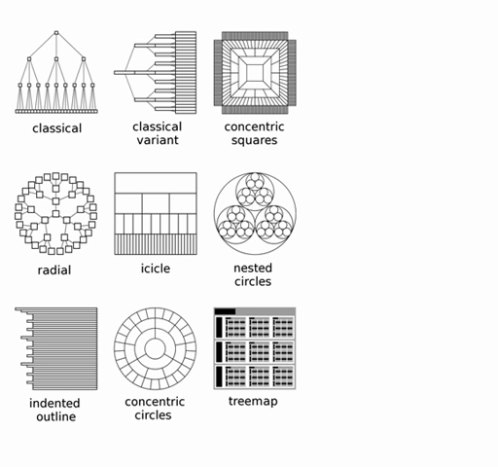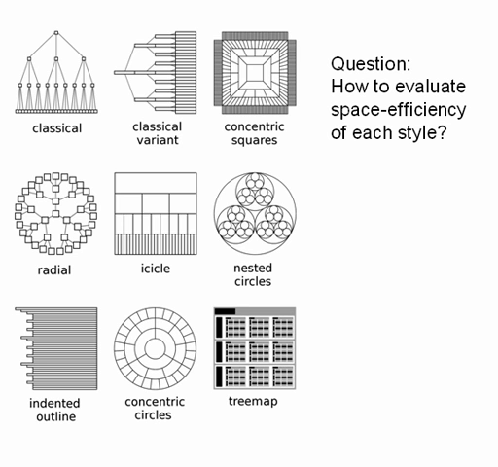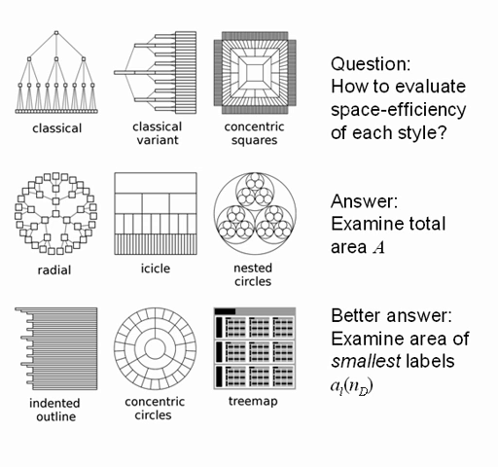We can calculate the types of metrics we've seen for each of these different representations and then compare them in terms of space efficiency. Now, the easiest metric to calculate, the most obvious one, is the total area A, but we've already seen examples of how misleading that metric can be. So we recommend instead calculating the size of the smallest labels within the representation. Okay, so the area of the labels on the leaf nodes.